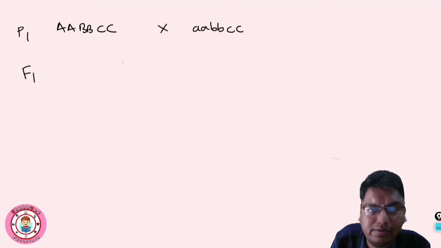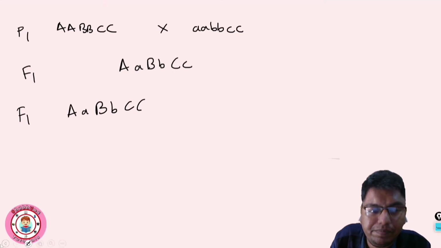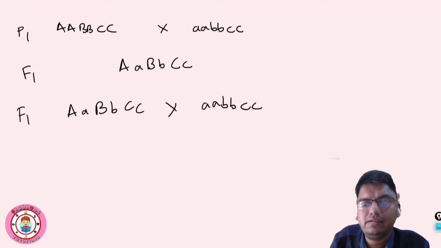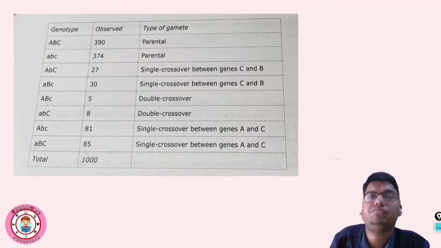See, these are parental offspring, true breed, P1. Then F1. What will be the F1? Capital, small. Right? This is F1. F1 will be test crossed. Test cross. Then the chart is given. See, these are the resulting offspring.